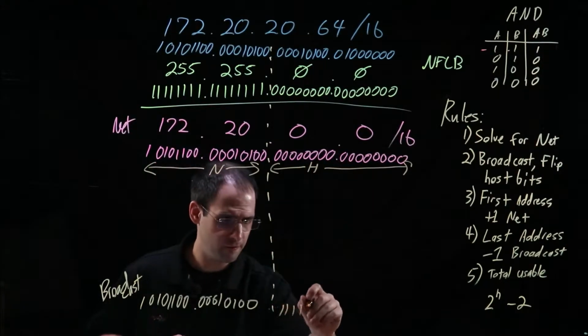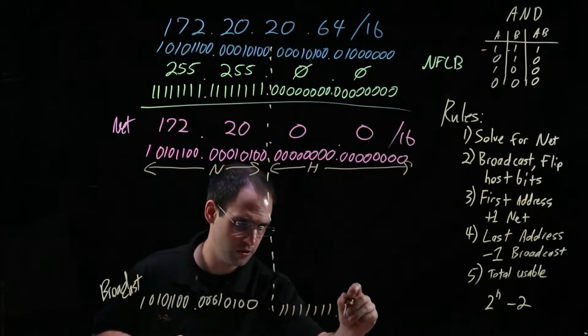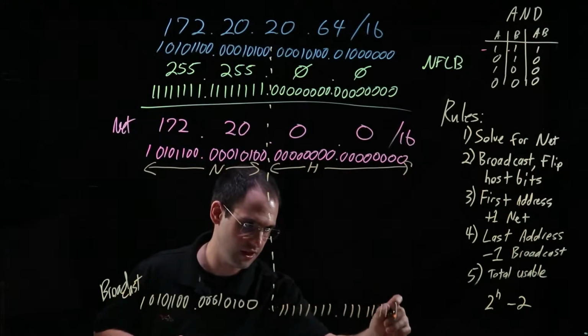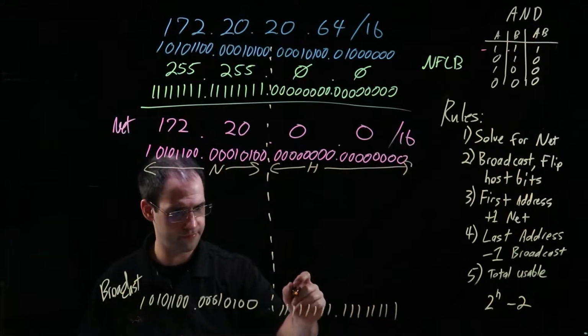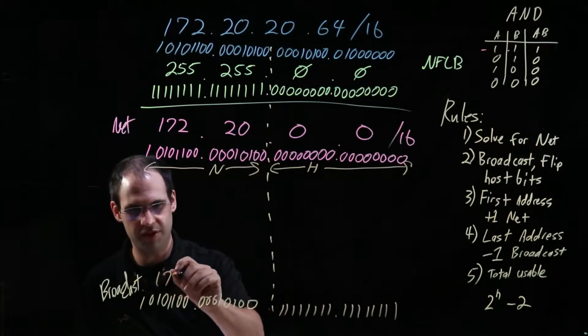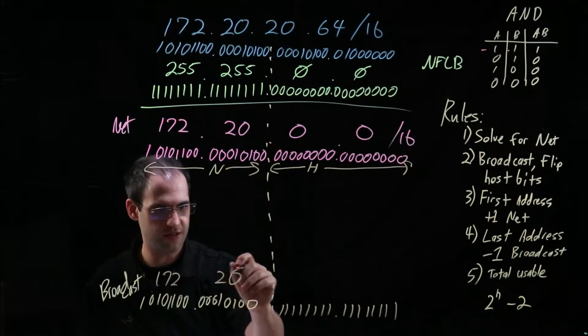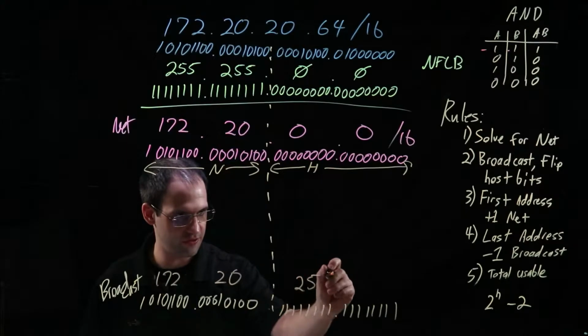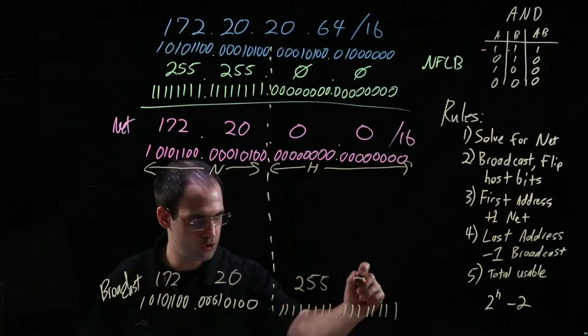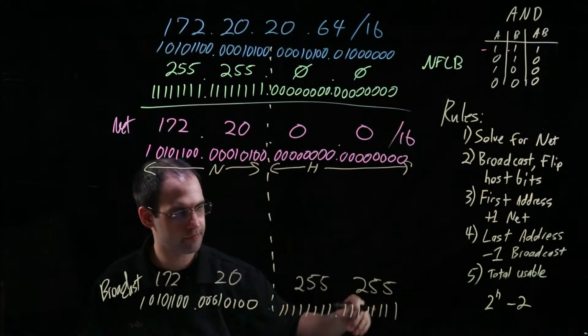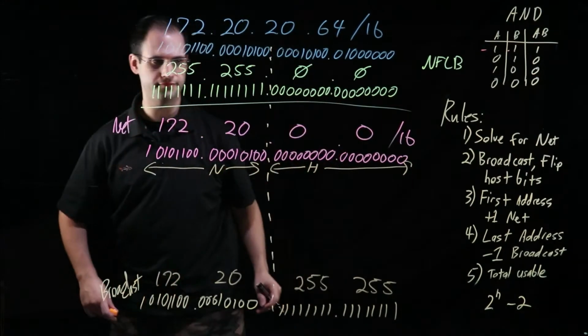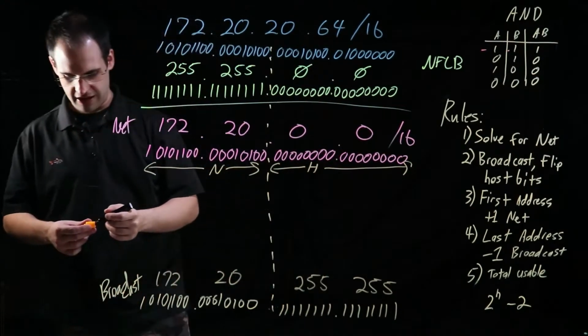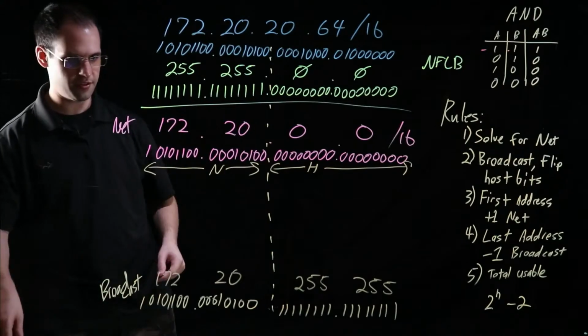1, 2, 3, 4, 5, 6, 7, 8. 1, 2, 3, 4, 5, 6, 7, 8. Okay. 172.20.255.255. All right. So that gives us our entire range, everything.